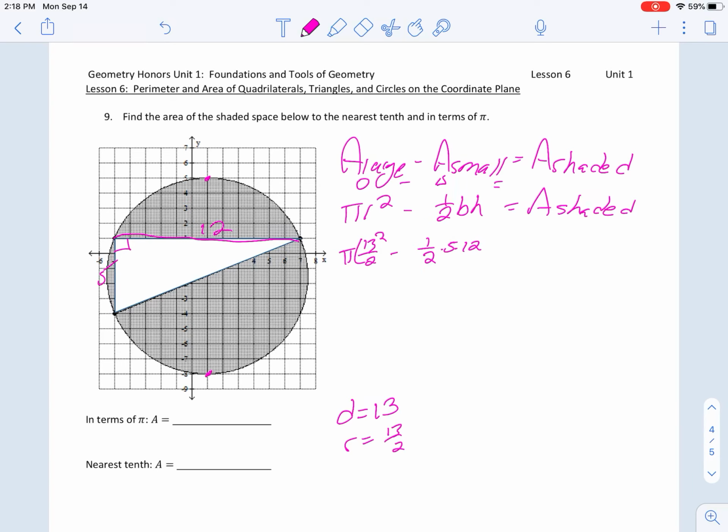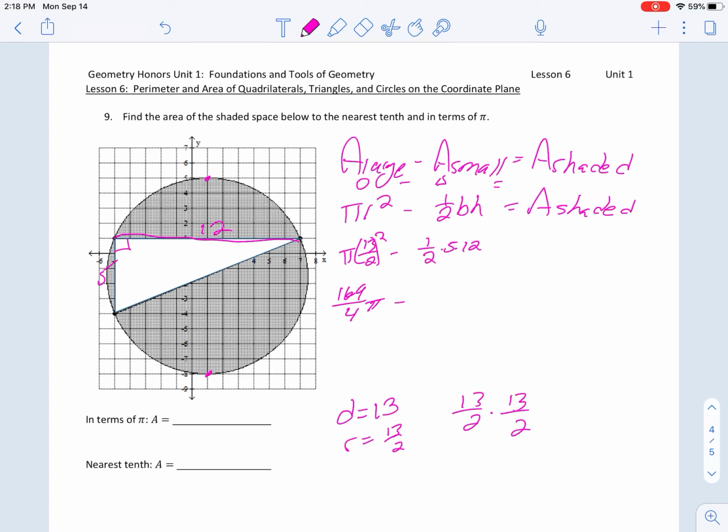Okay, let's clean this up a bit. 13 halves squared. You're squaring a fraction, so you better make sure you square both the numerator and denominator. It's 13 halves times 13 halves. Those are those silly mistakes about fractions from previous years and exponents that will mess you up. We can do 13 times 13. We can do 2 times 2.